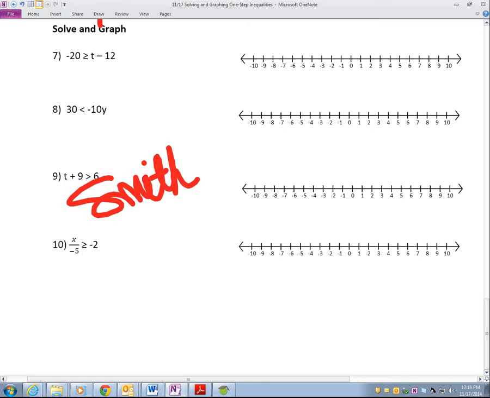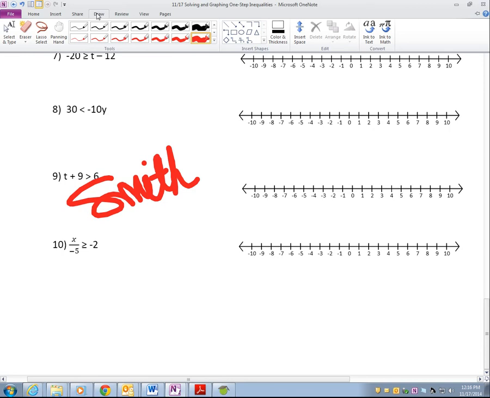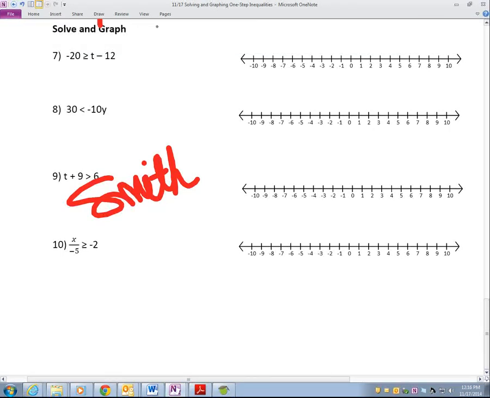All right, number 7. What's happening to t? AJ. And we undo subtraction by doing what? We undo it by adding to both sides, the addition property, so it goes to both sides. So we have negative t on that side, and we have negative 20 plus 12. So we're going to be going toward the 0 on a number line, right? Yes. The answer is negative 8.